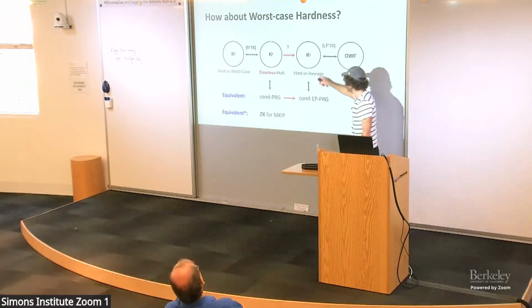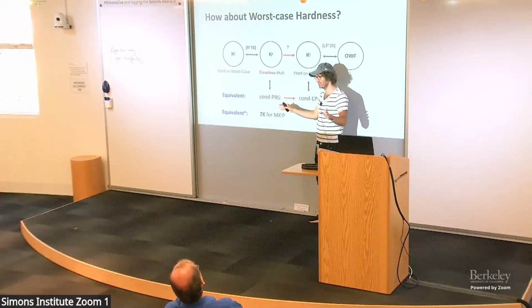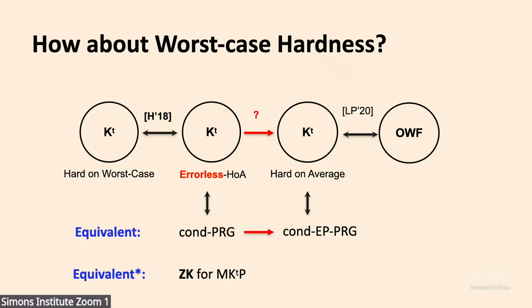Okay, I'm going to give you another thing that's equivalent to this now. That's more curious. That's more related to some of the other things we saw before. Can we construct zero knowledge for NP? Can we construct zero knowledge for MKTP? Turns out getting zero knowledge for MKTP is equivalent to this also. Curious phenomena.